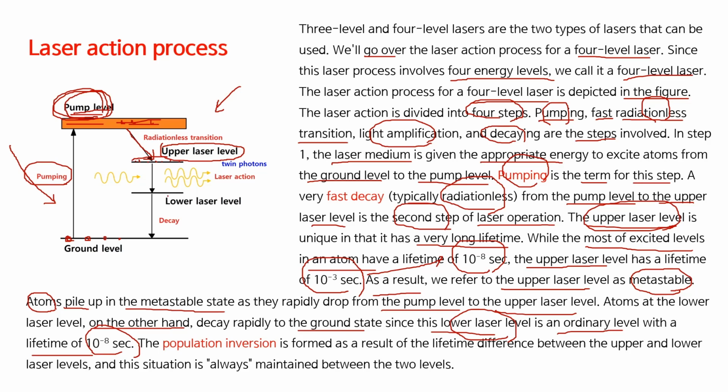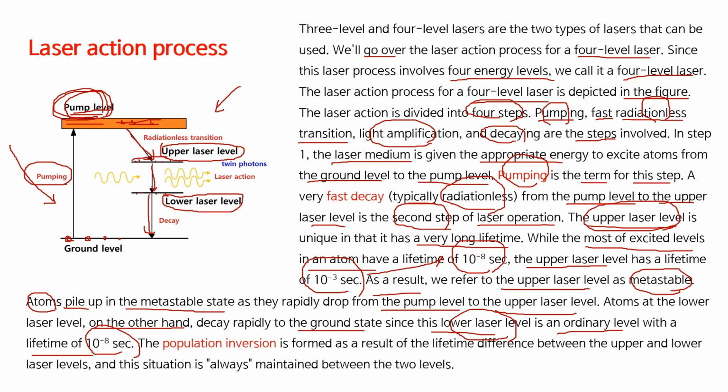The lower laser level is also an ordinary excited state, and its lifetime is just 10 to the minus 8 seconds. So atoms moved to this lower laser level immediately decay to the ground state, since the lifetime of this lower laser level is just 10 to the minus 8 seconds.